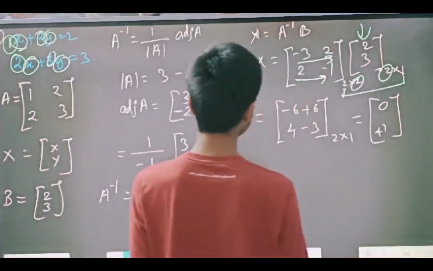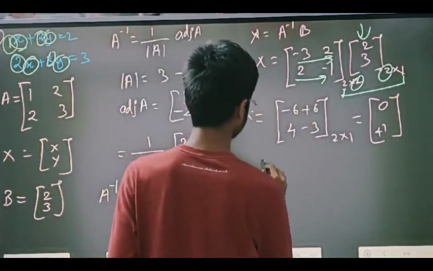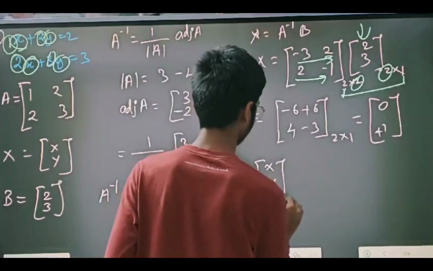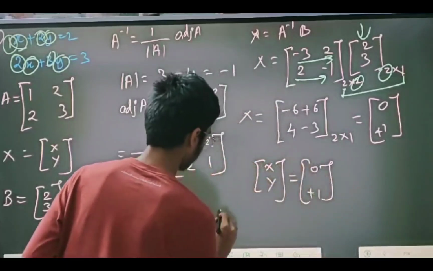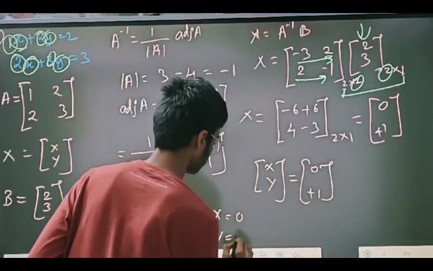So I've got the X. What is the X? X, Y is equal to 0 and 1, which means X is equal to 0, Y is equal to plus 1.